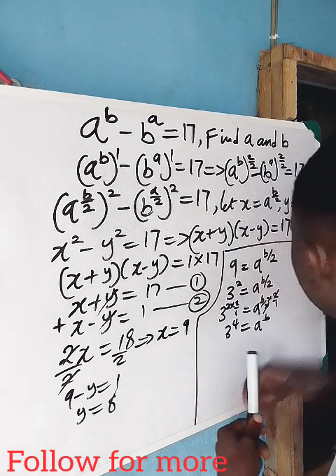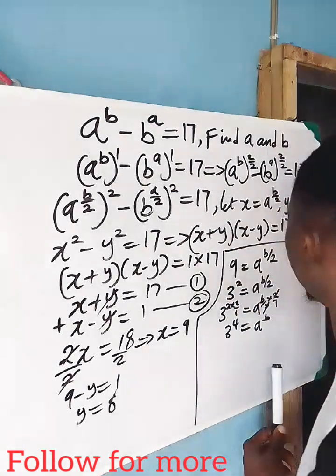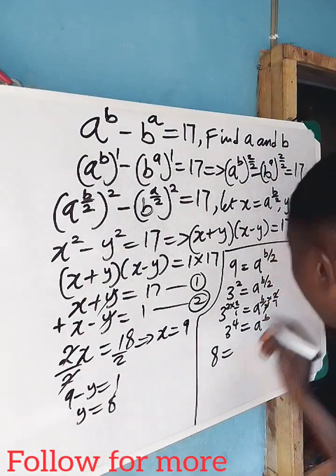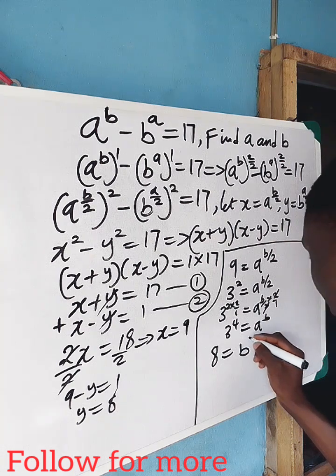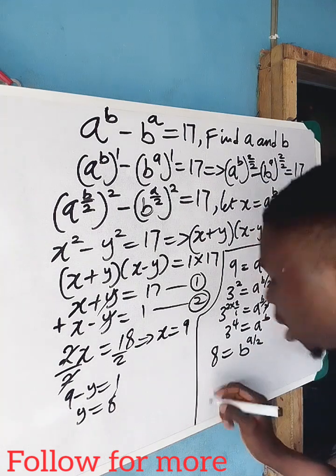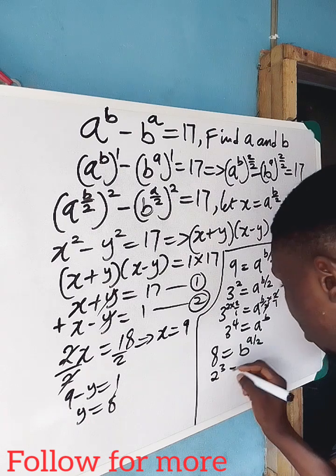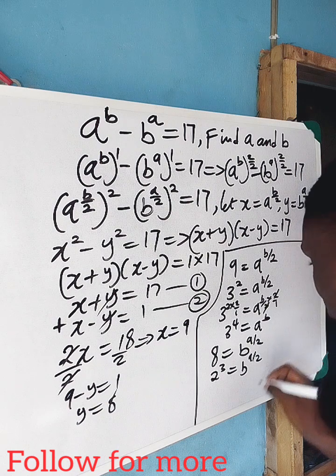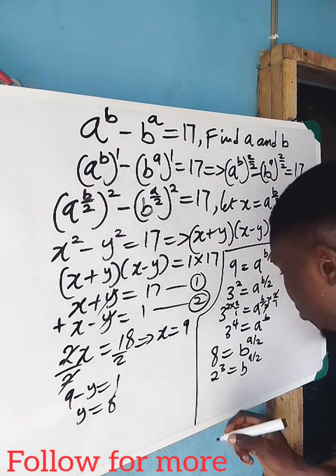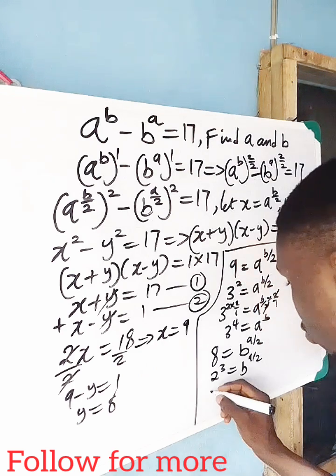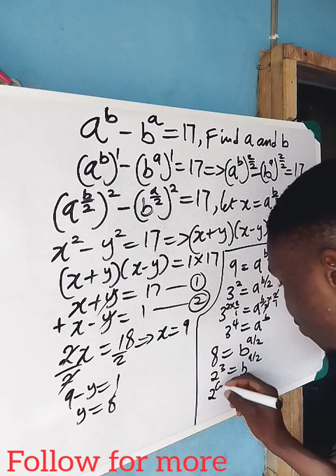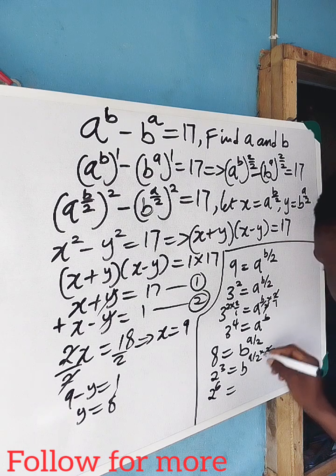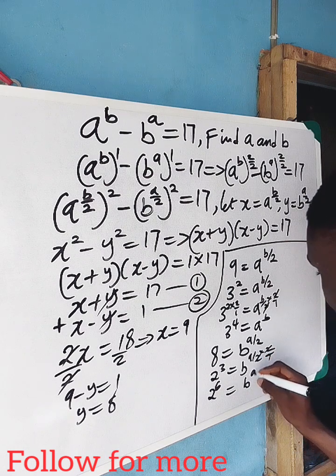Let's go back to the second equation. That is y is equal to b to the power of a over 2. Since our y here is 8, this now becomes 8 is equal to b to the power of a over 2. The same thing is applicable here. This 8 can be written as 2 to the power of 3. Now this is b to the power of a over 2. Let's multiply both sides by 2 over 1. So this now becomes 2 to the power of 6 is equal to, these cancel out, and we are left with b to the power of a.